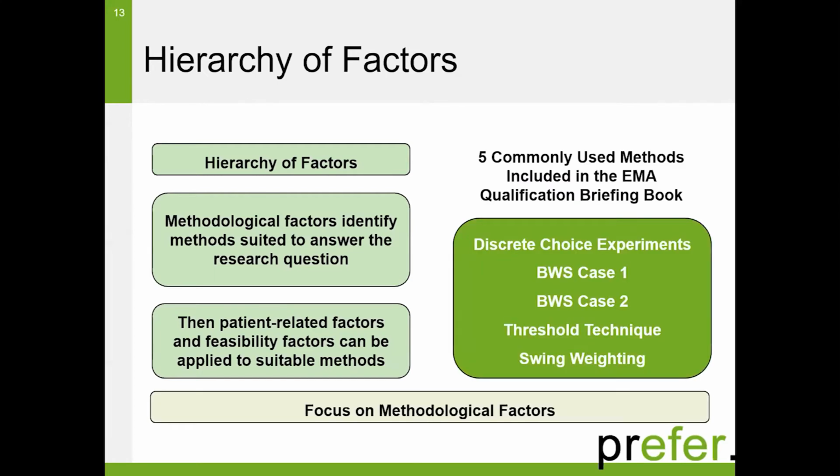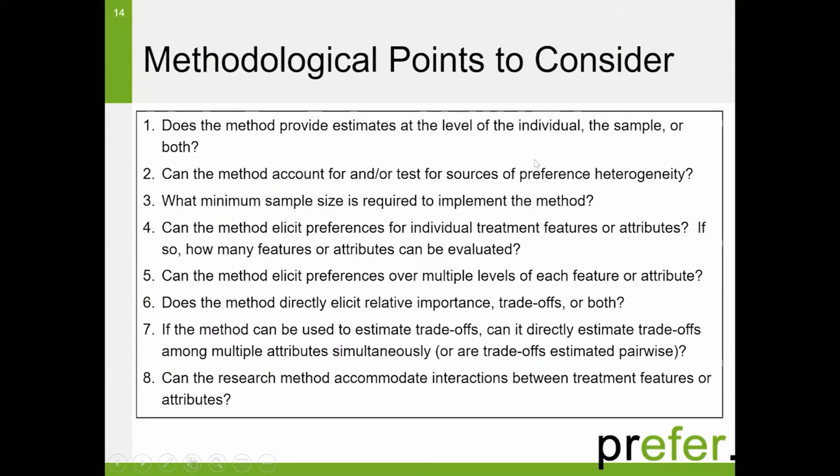So for the remainder of this presentation, I will focus on how the methodological factors can be applied to 5 commonly used methods that were included in the EMA qualification briefing book. These methods are the discrete choice experiment, including best worst scaling case 3, best worst scaling case 1, best worst scaling case 2, threshold technique, and swing weighting. We evaluated the 5 methods against 8 methodological points to consider.